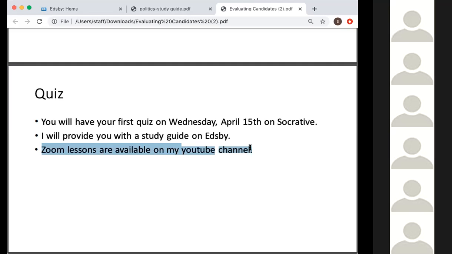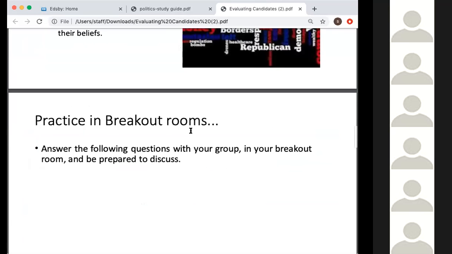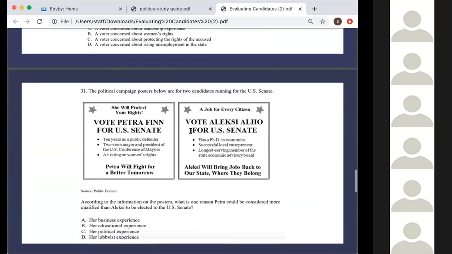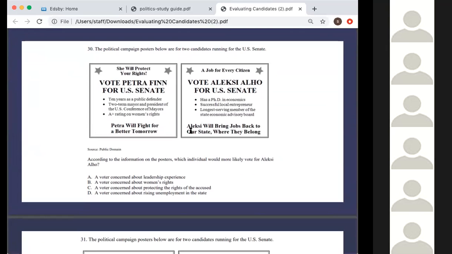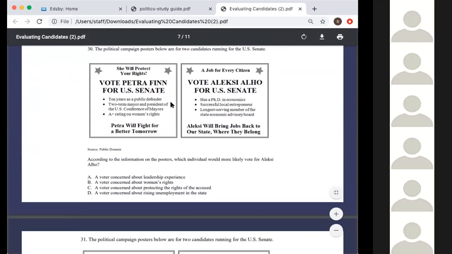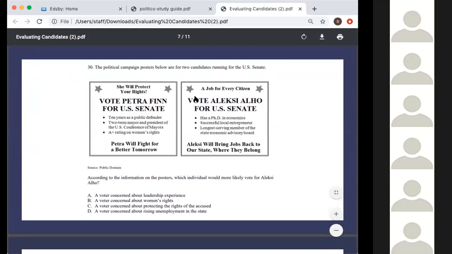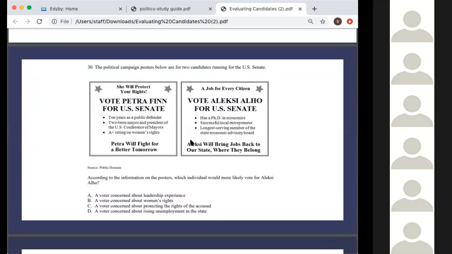Nobody? All right. Here's what you're going to do. We're going to have four practice questions. These are very similar to the questions that you are going to see on your quiz on Wednesday. I'm going to put you into breakout rooms. Your job will be to read these, look at them, and answer them. I'm going to be bouncing from room to room to see how you're doing and if you're getting them right or not right.